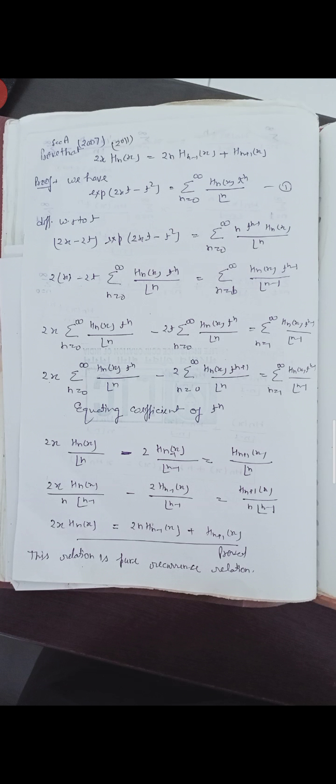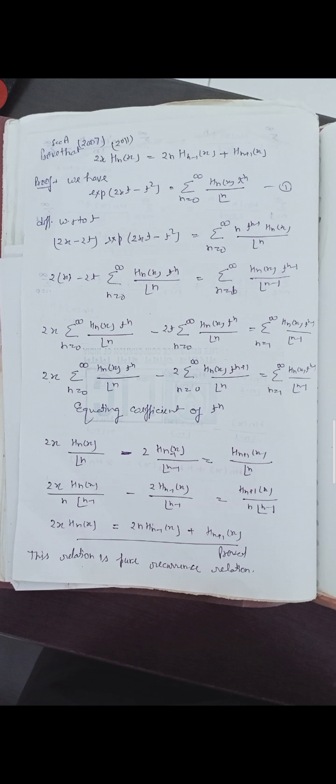Again this can be written as 2x Σ (n=0 to ∞) Hn(x) tⁿ/n! - 2t Σ (n=0 to ∞) Hn(x) tⁿ/n! = Σ (n=1 to ∞) Hn(x) t^(n-1)/(n-1)!.